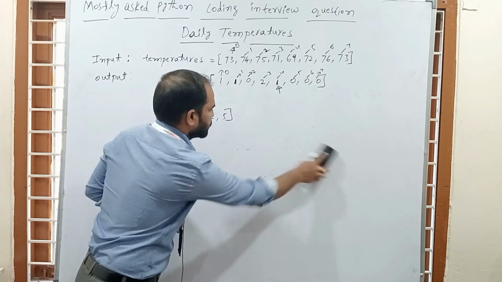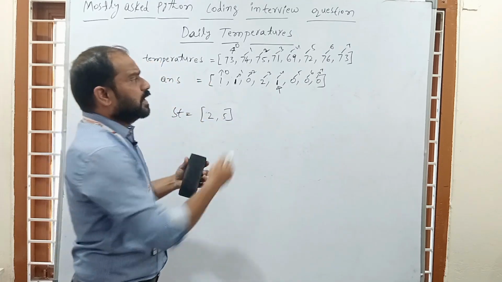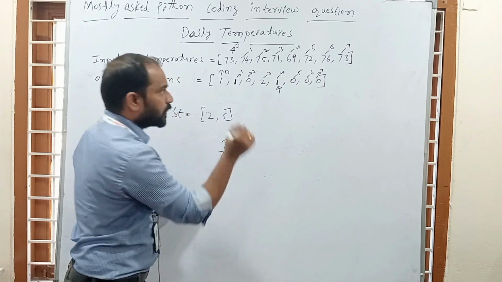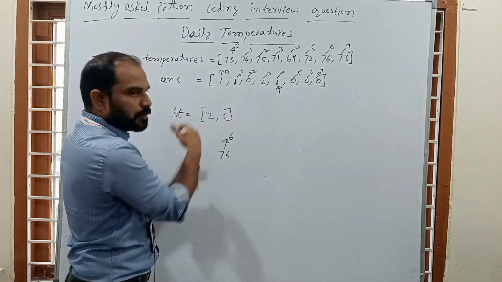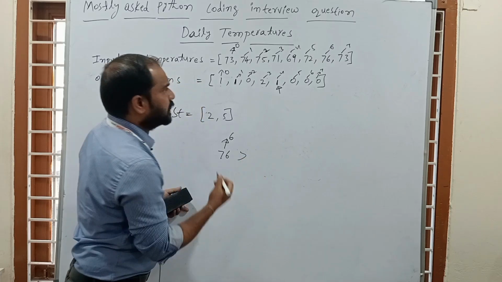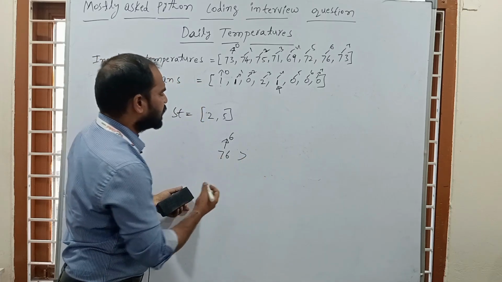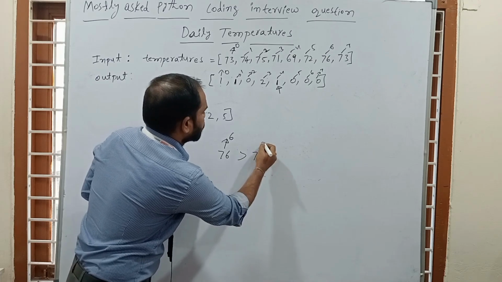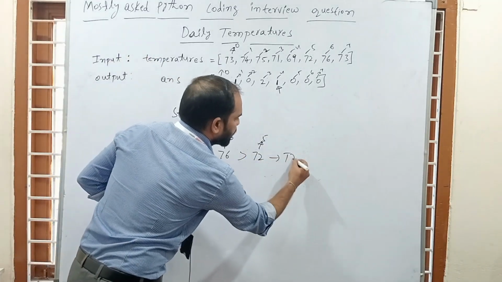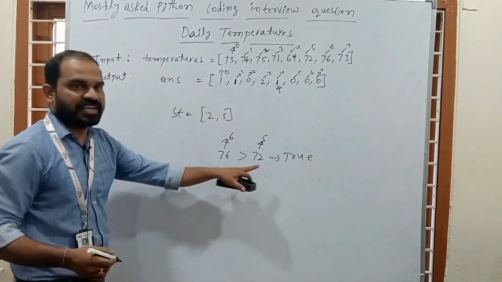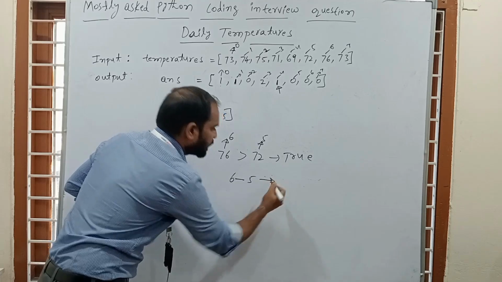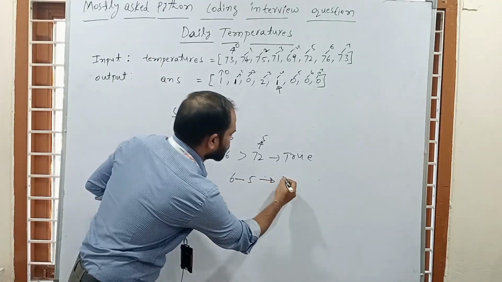Then take the next index element 76, and compare it with the previous indexed element, which is 72. In this case it becomes true: 76 is greater than 72. Now to update the answer you need to subtract the index numbers. So 6 minus 5 is 1.